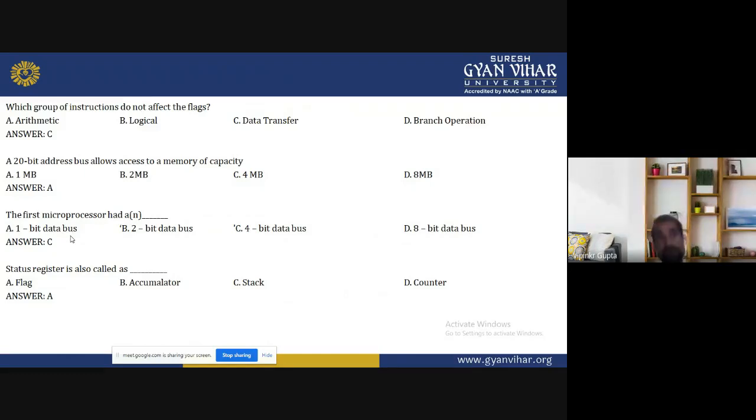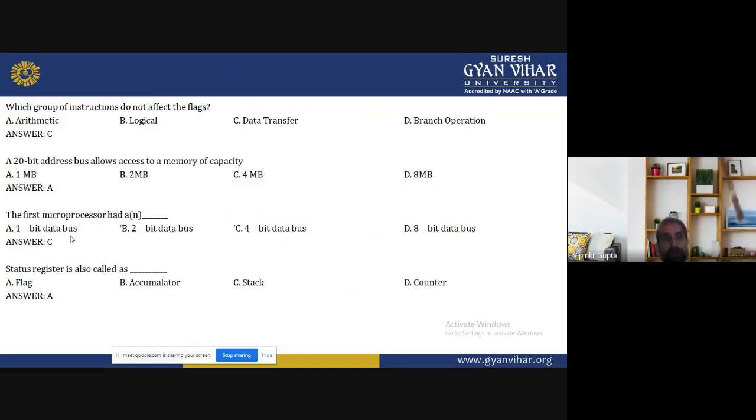A 20-bit address bus allows access to a memory of what capacity? Suppose a 20-bit address line is there, then how much memory can it handle? 2 raised to n, where n is 20, so 1 megabyte is the correct answer.